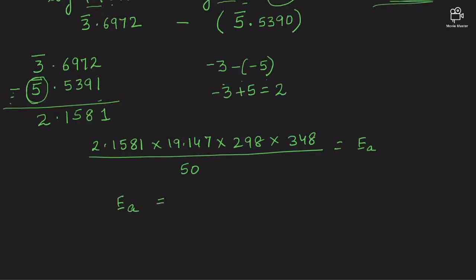So activation energy comes out as 85,703 joule per mole, or it could be 85,700 also, depending upon what kind of calculator you are using. Or we could also write it as 85.70 kilojoule per mole.